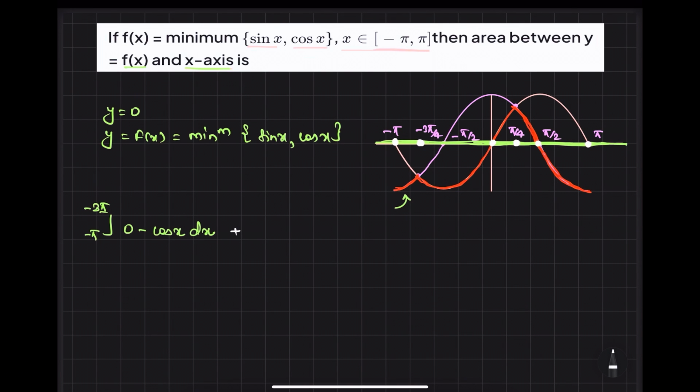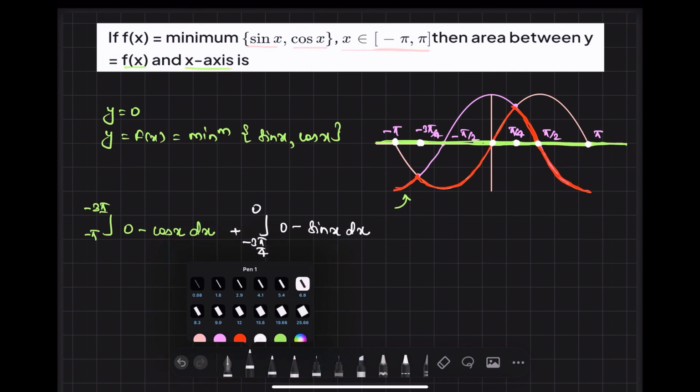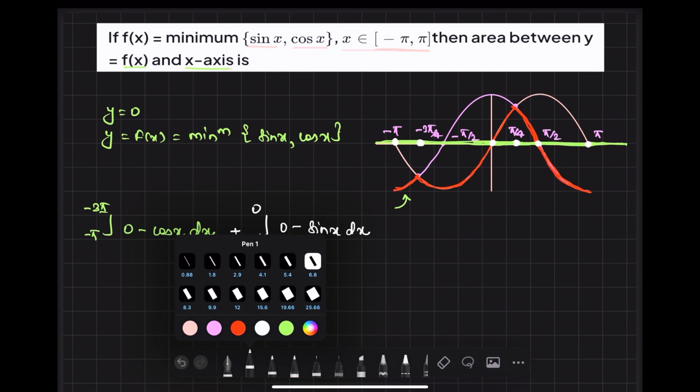Okay. So in the next part, if you focus, it is ranging from minus 3 pi by 4 to 0. Right? And again, if you observe, the green is above. So who is green? Green is 0. So 0 minus f of x. Now in this part, the red part belongs to the sine function. So sin x dx. Okay. Now move on to the next region.